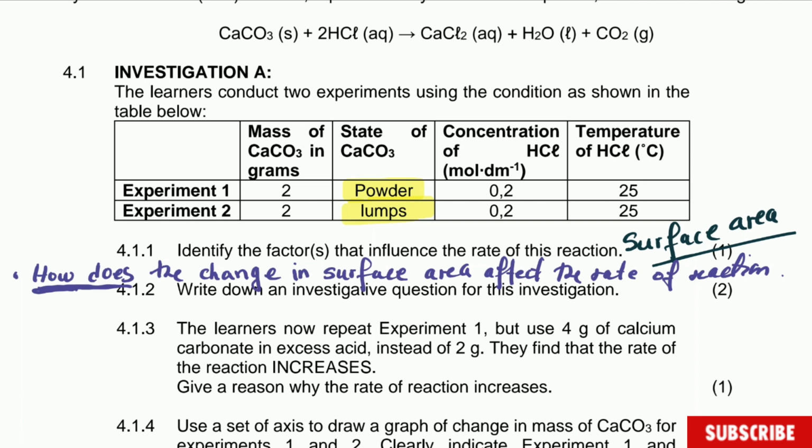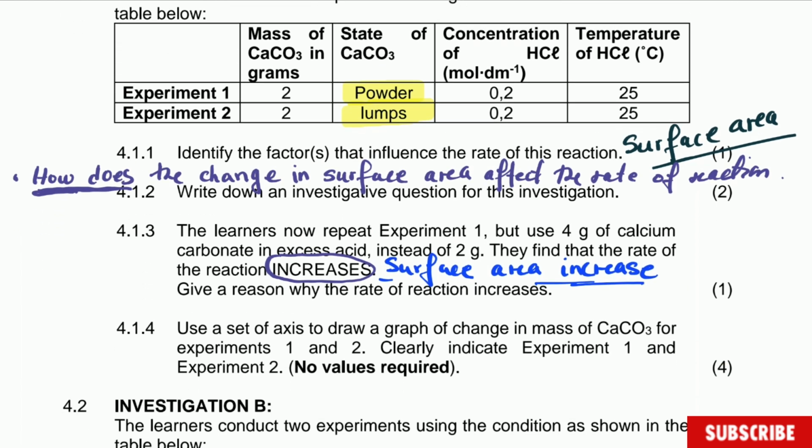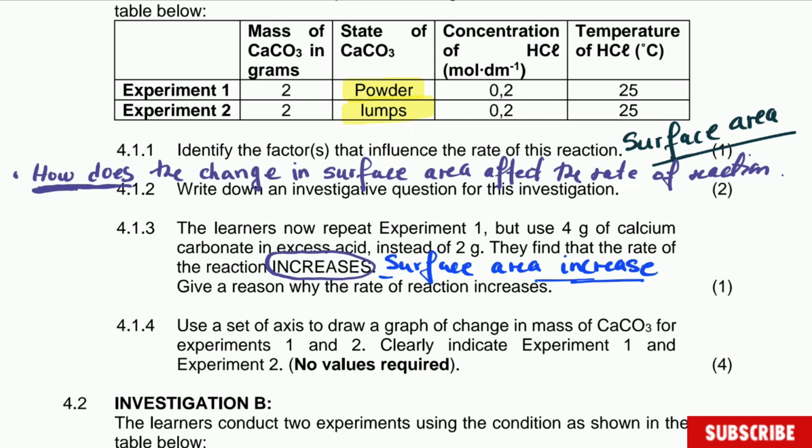The learners now repeat experiment 1 but use 4 grams of calcium carbonate in excess acid instead of 2 grams. They find that the rate of the reaction increases. Give a reason for the increase in the rate of the reaction. Note that the hydrochloric acid is still in excess, guys. So if you increase the mass with an excess of the hydrochloric acid, that will increase the surface area still. So in this case, the surface area will increase. There are more particles inside.